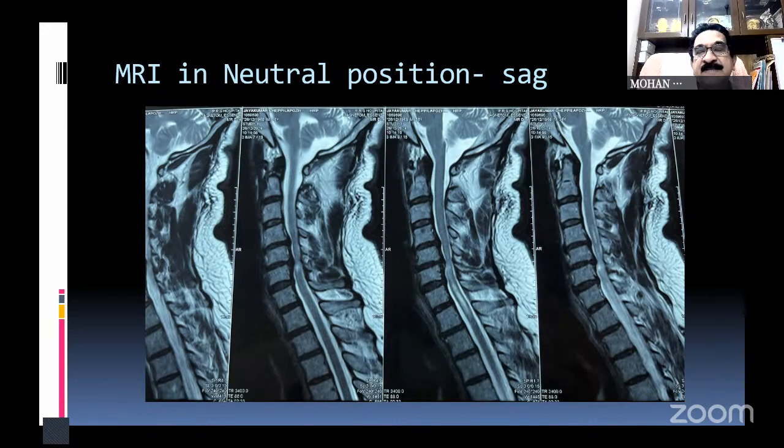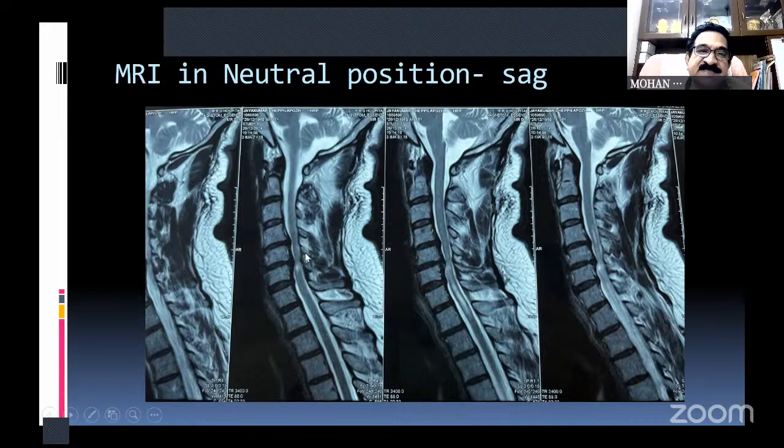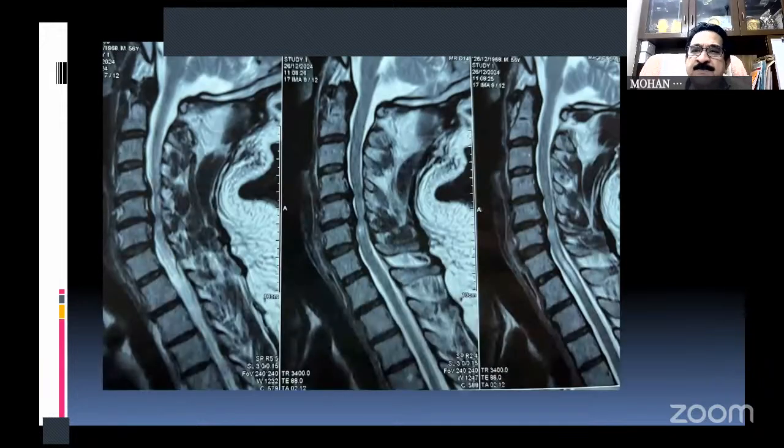So this is the MRI in the neutral position. Again, you can find mild hyperintensity opposite the compression at C5, C6. Now this is C4, C5 and C6, and a small area of spared cord. Then below that there is hyperintensity here. Now, in extension, it is almost the same, not much difference in the compression. The hyperintensity can be seen below that.